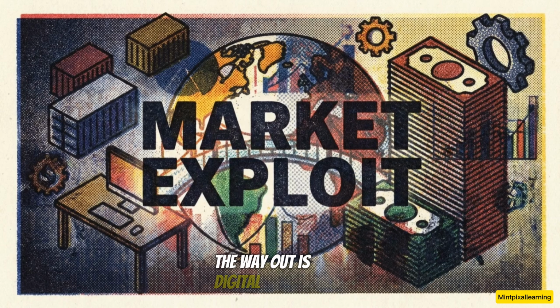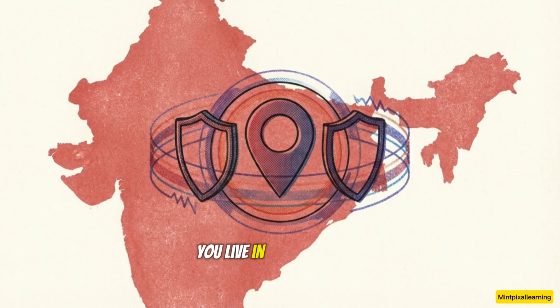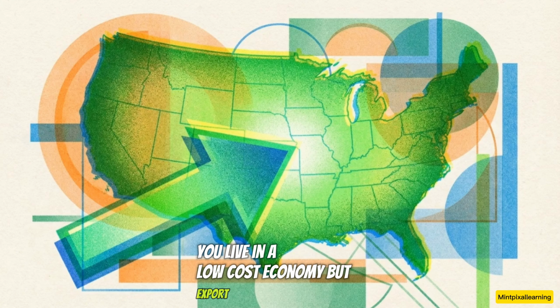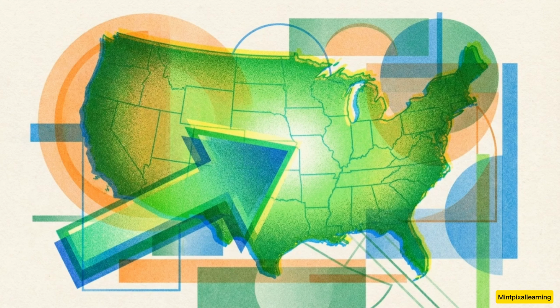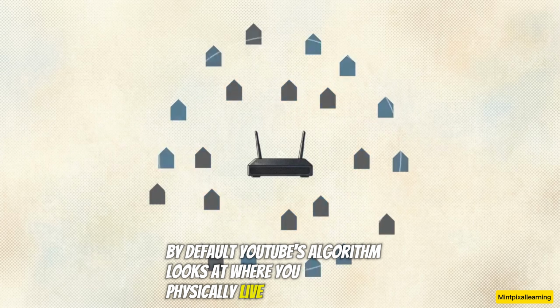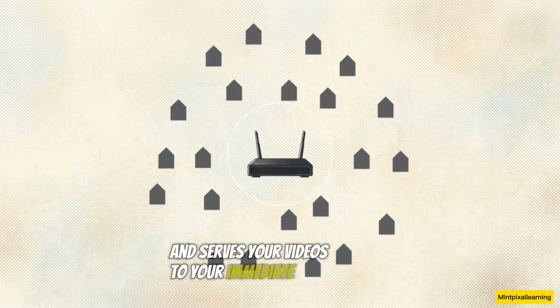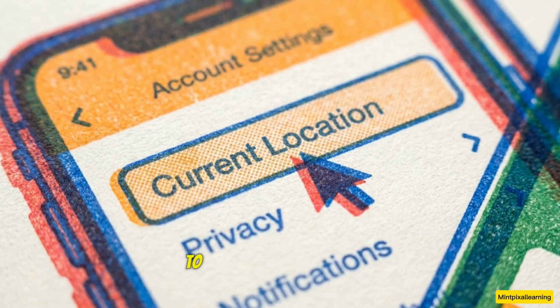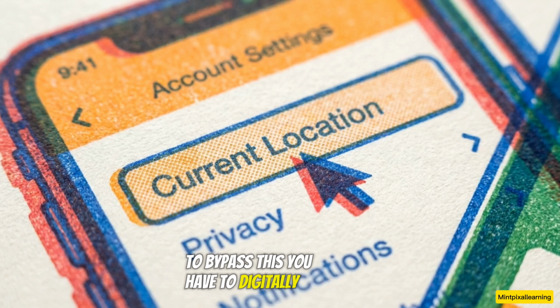The way out is digital arbitrage. You live in a low-cost economy, but export to a high-paying market. By default, YouTube's algorithm looks at where you physically live and serves your videos to your immediate geographic neighbors. To bypass this, you have to digitally relocate.